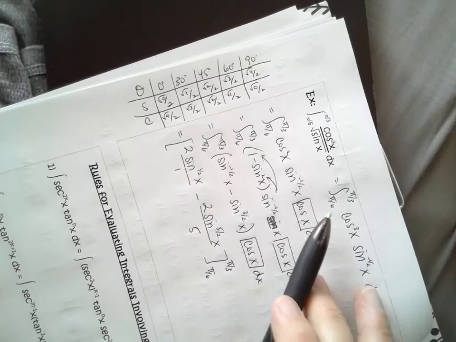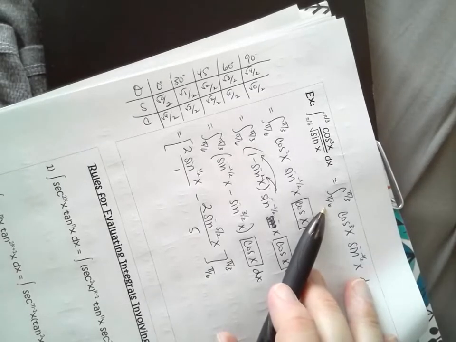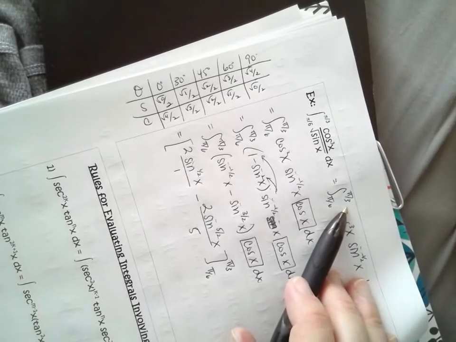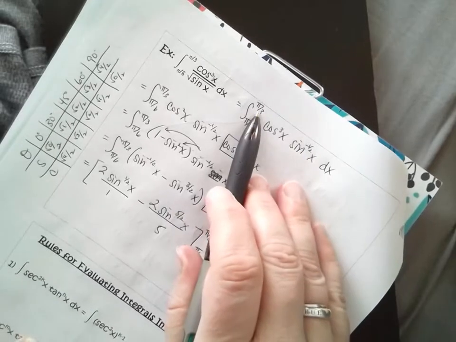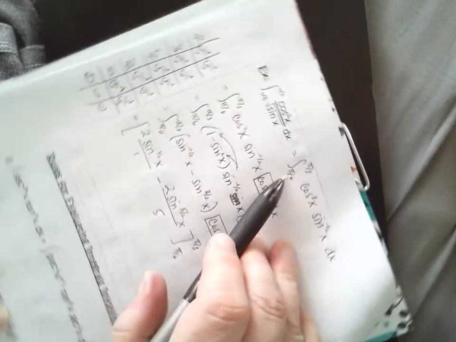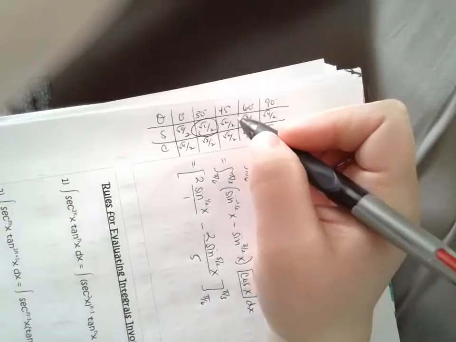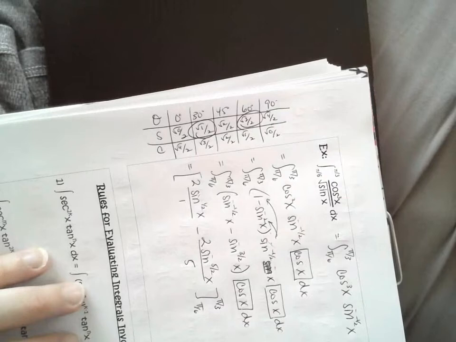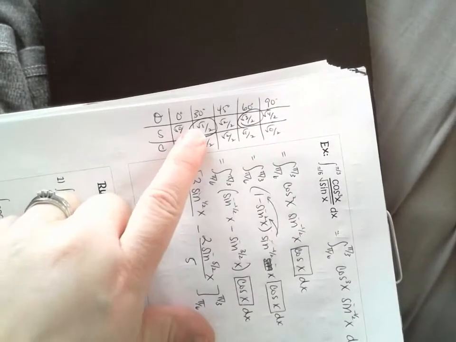Now, what are pi over 3 and pi over 6? Pi over 3 times 180 over pi would be 60 degrees, and this one is 30 degrees. And I'm taking sine of both. So sine of 30 and sine of 60. Those are the two answers I'm going to get.